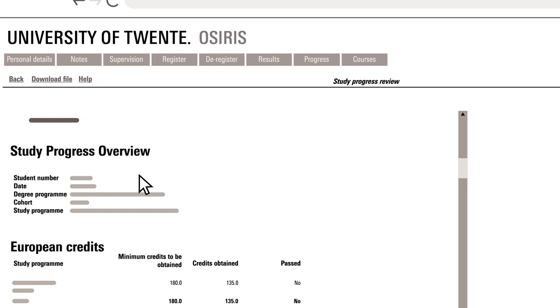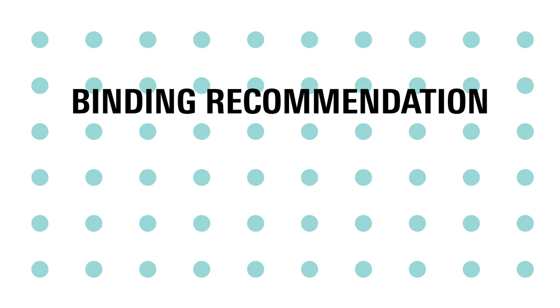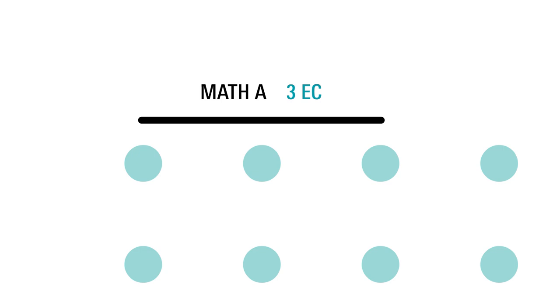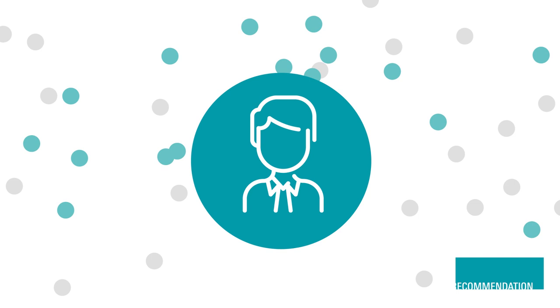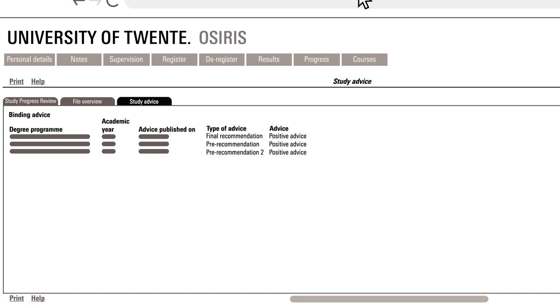Most bachelor students need to earn a certain amount of credits in their first year, the binding recommendation. ECs measure the workload of a course. A normal year has 60, and most first-year bachelor students have a binding recommendation of 45 credits. However, sometimes there are personal circumstances that make it very hard or impossible to get those 45 EC. In that case, let your study advisor know as quickly as possible. Updates on your binding recommendation can be found in Osiris under Progress, in Study Advice.